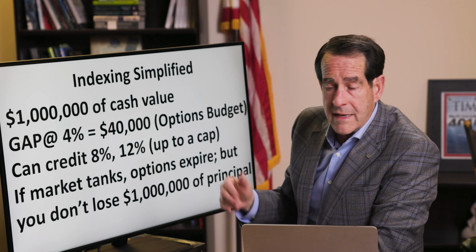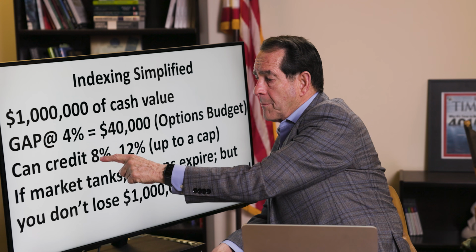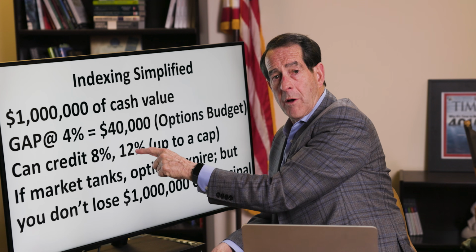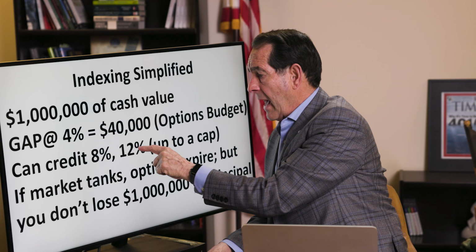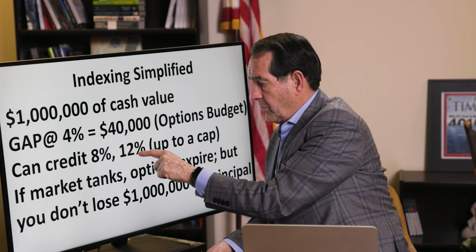That's a very famous index. So if the S&P goes up 8%, the insurance company pays me $80,000 that year tax-free. If it goes up 12%, they pay me $120,000 tax-free. How can they afford to do that? Because $40,000 of options doubles and triples. They know what they're doing.